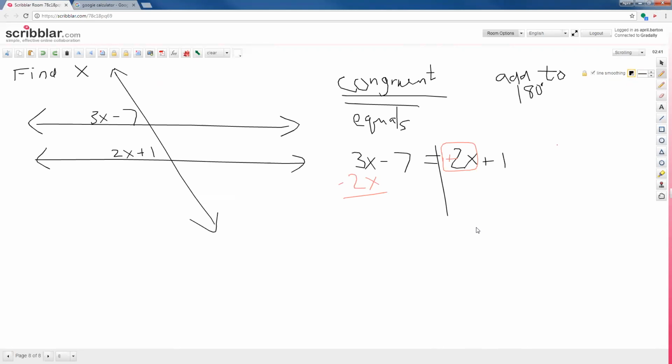So 3x minus 2x, what does that give us? Can we do that opposite? Go ahead. 1x. 1x. Good. 3 minus 2 gives you 1. Good. And I saw someone in the chat as well also gave us 1x. Okay. So that was our first opposite.